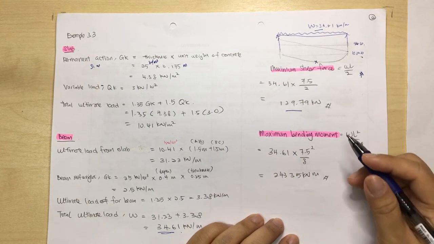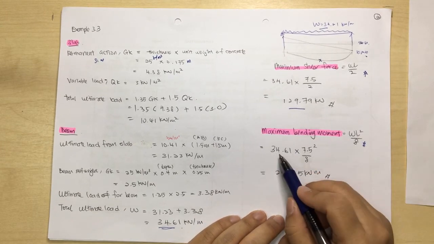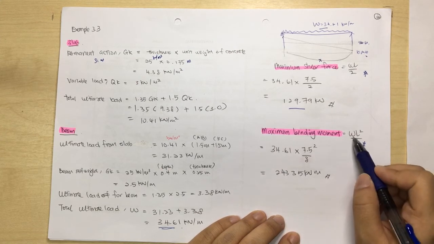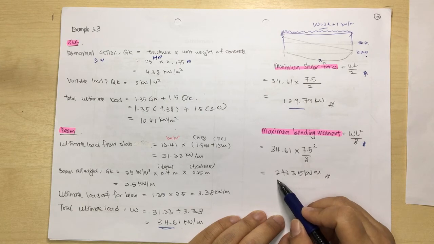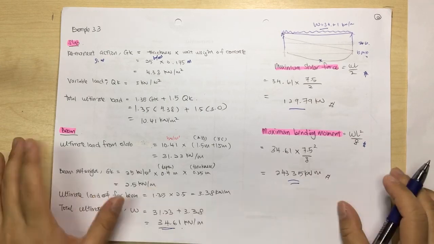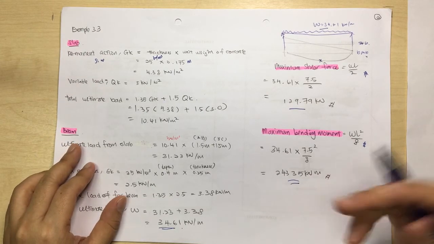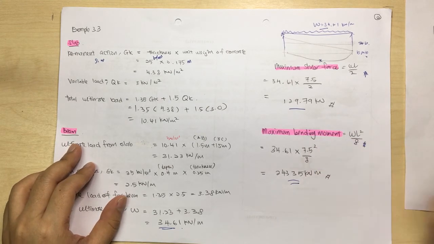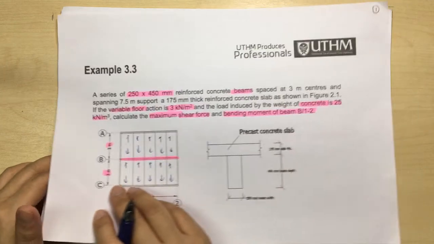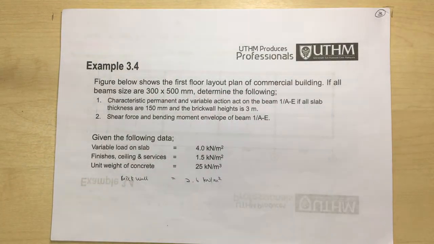That can speed up the calculations. So 34.61 times 7.5 to the power of 2 over 8, and you get this answer. Okay, so that settles this question. You get the maximum shear force and bending moment for the design for the next step. Let's go to example 3.4.